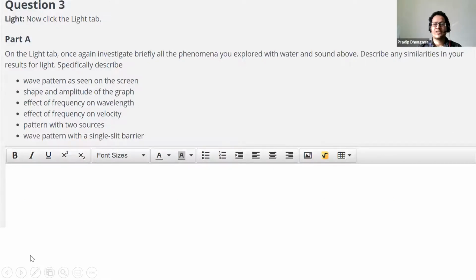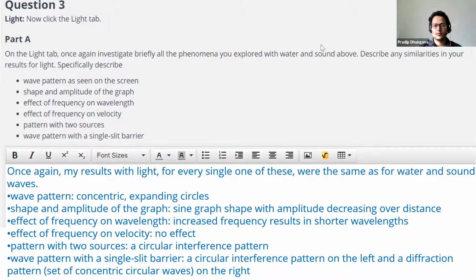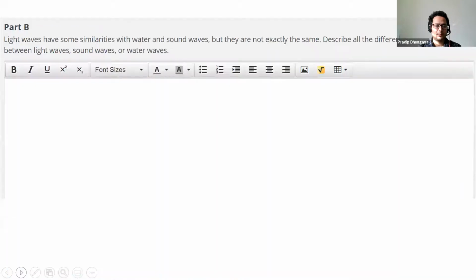This part is exactly the same as part A of question 3. That means this time you have to click on the light tab and answer all those questions. The answers to all the questions are exactly the same. So this part A is exactly similar to part A of sound waves, so let me skip that part. Now let's go to part B.